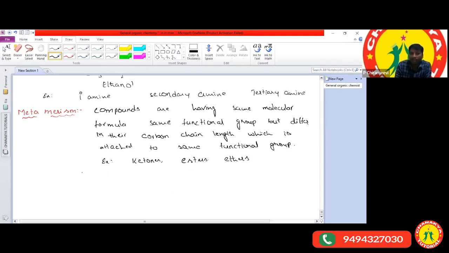So how do they exhibit it, and what are the examples? For example, I take CH3, C double bond O, CH2, CH2, CH3. And I'm writing one more example: CH3, C double bond O, CH2, CH2, CH3. You can observe these two structures.